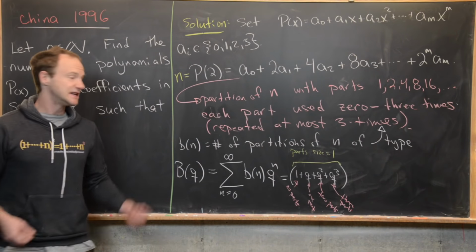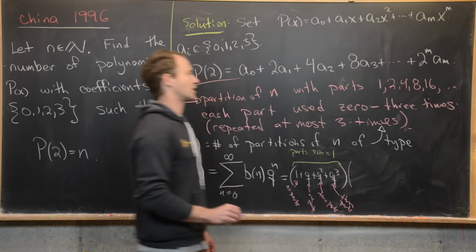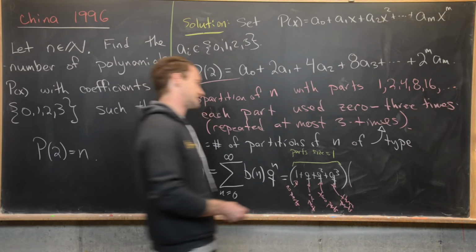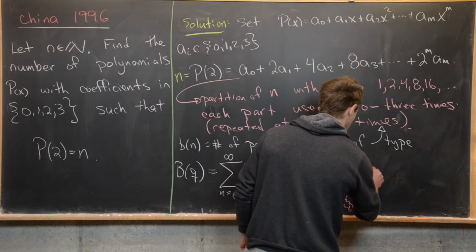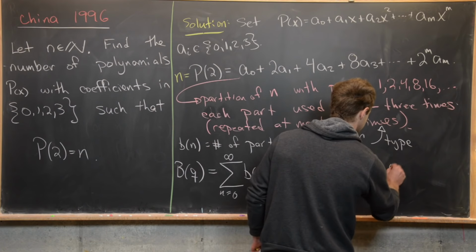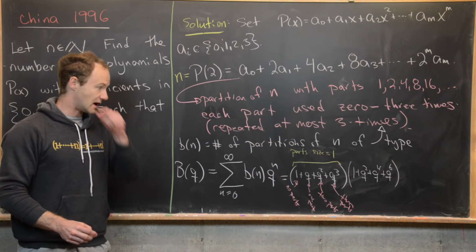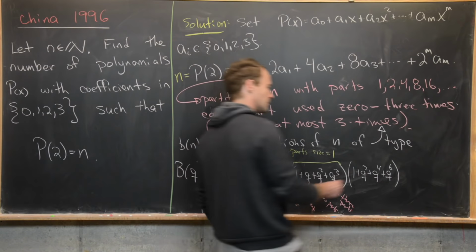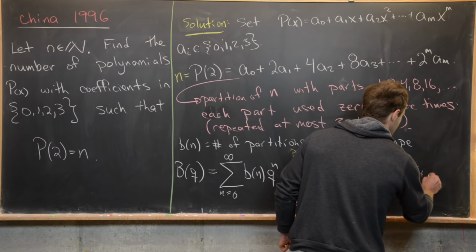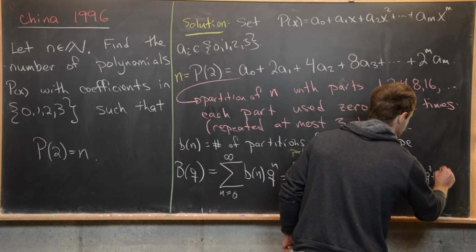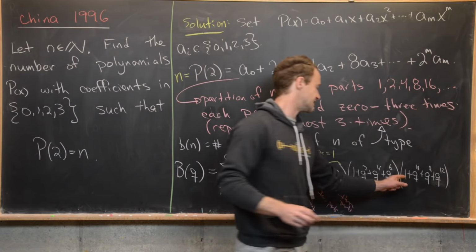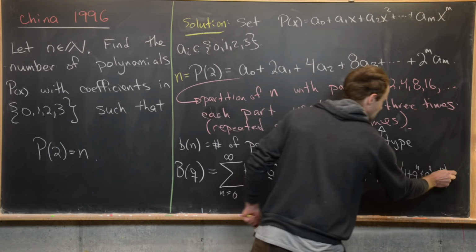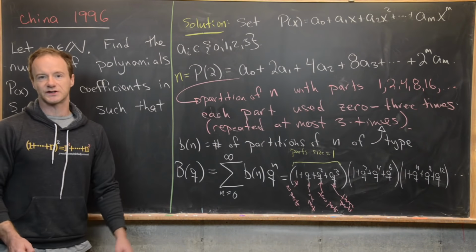And now we're just going to continue that on and on and on. So next we're going to want parts of size 2, and we'll have 0, 1, 2, or 3 parts of size 2. So that's going to be 1 plus q squared plus q to the 4th plus q to the 6th. I won't lay that out like I did for the first one, but it's the same kind of thing. Then I want parts of size 4. So I'm going to have 1 plus q to the 4th plus q to the 8th plus q to the 12th. So that would be 0, 1, 2, 3 parts of size 4. But now this is going to be an infinite product of all of these terms.